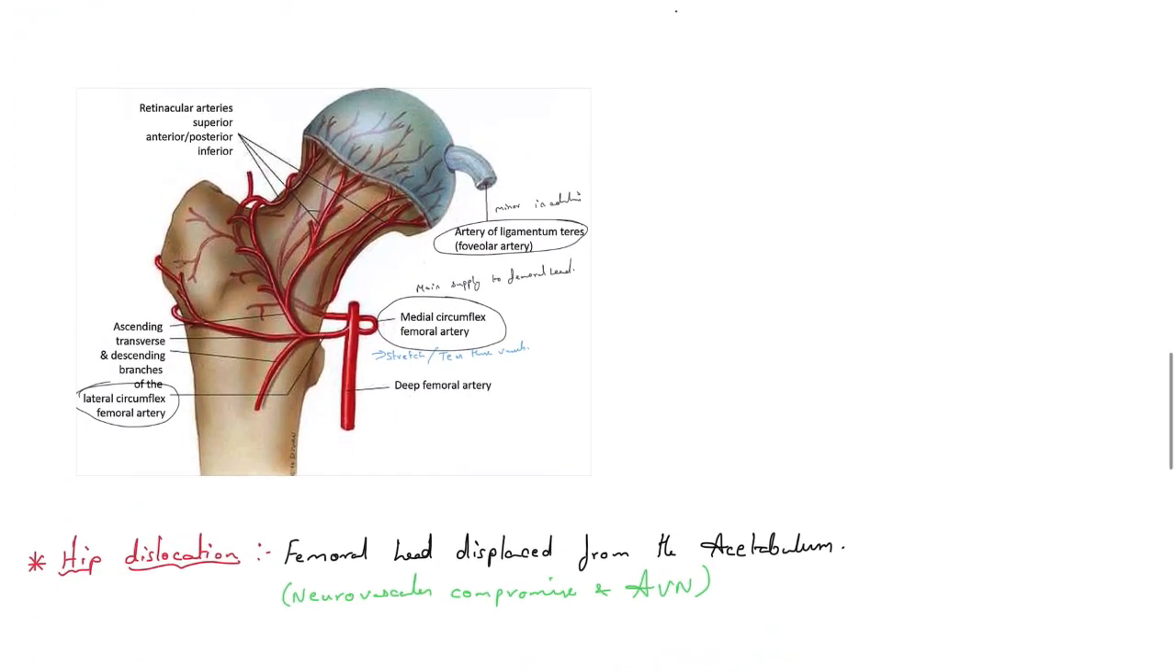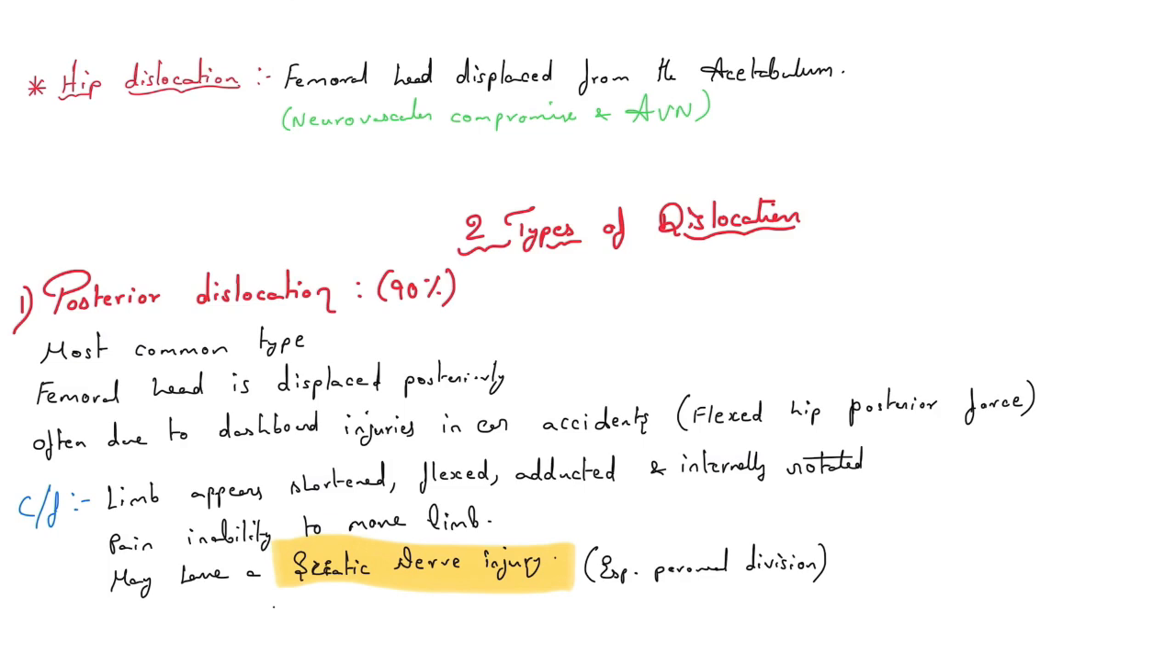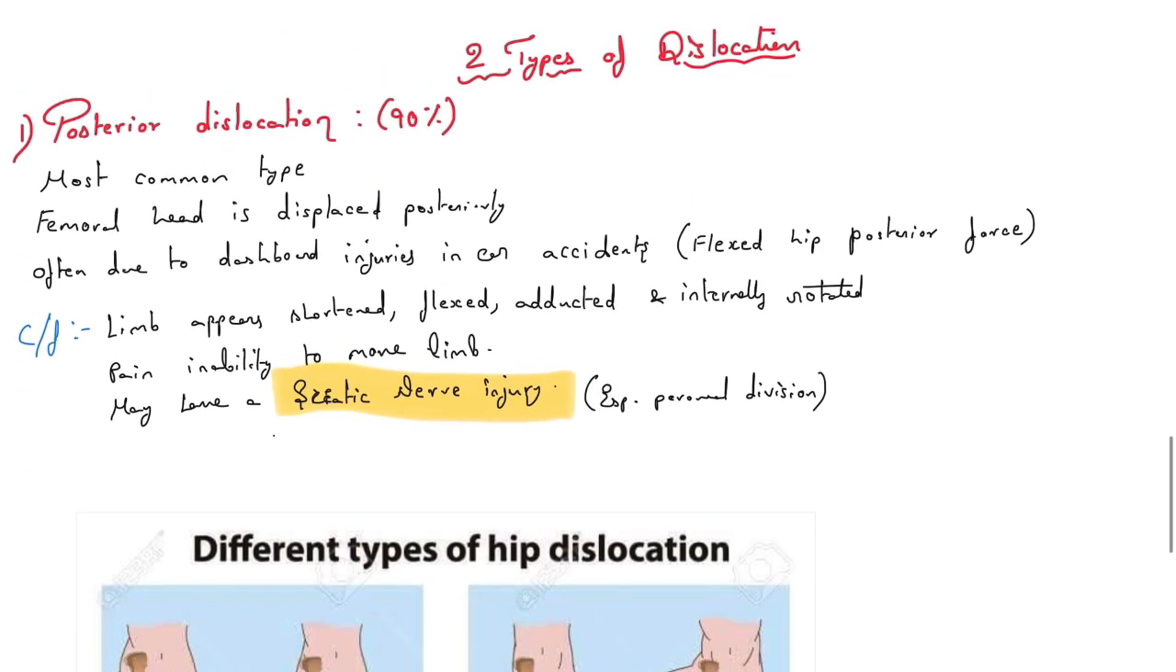Now, hip dislocation: when the femoral head is displaced from the acetabulum, we call that hip dislocation, and we can see some neurovascular compromise and avascular necrosis. Now we are going to discuss two types of dislocation. The most common is posterior dislocation, about 90% of dislocations.